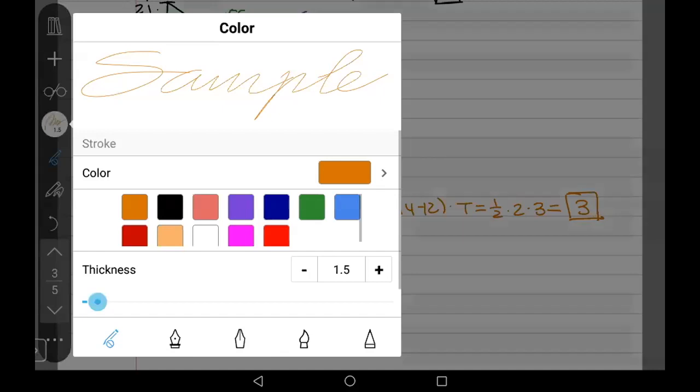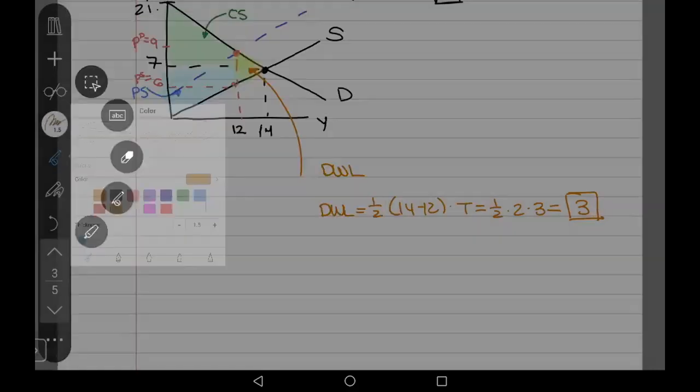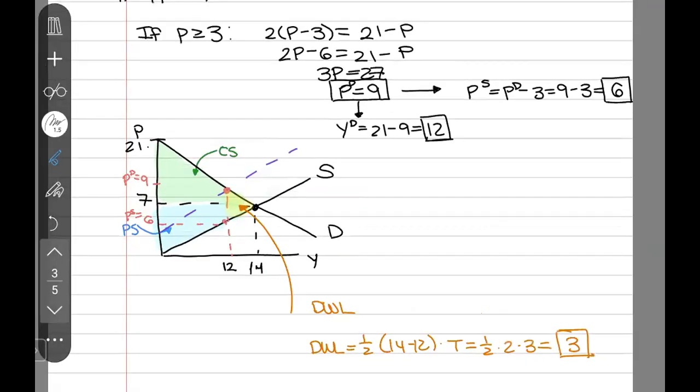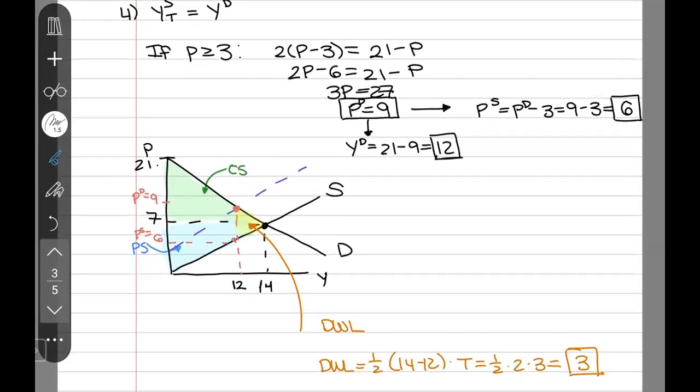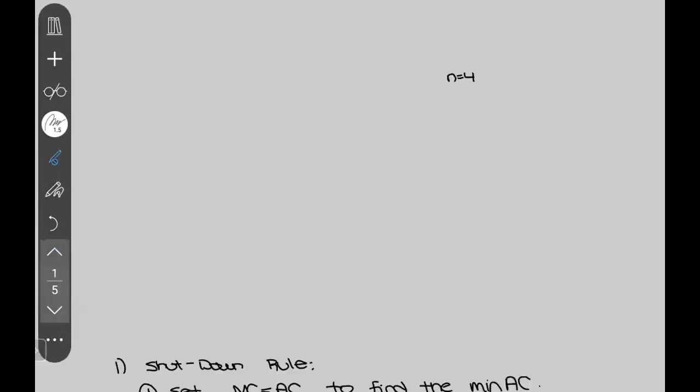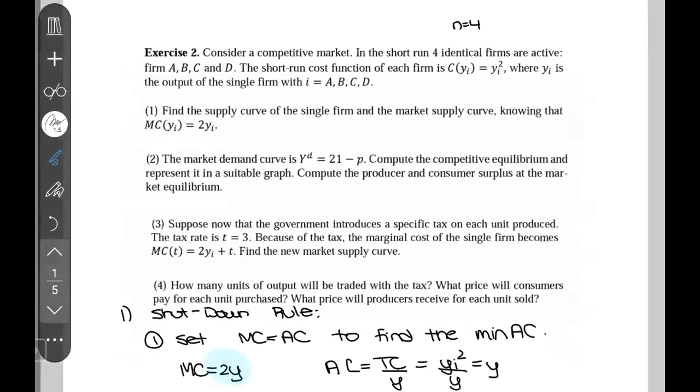So this is a difference in total welfare, specifically the loss in total welfare, compared to the original situation where we didn't have the tax. Okay, so if anyone has any questions, feel free to tell me now before we go on.